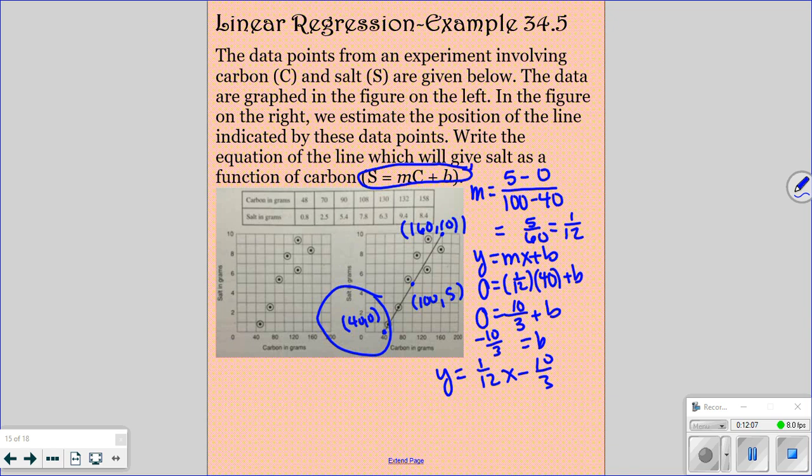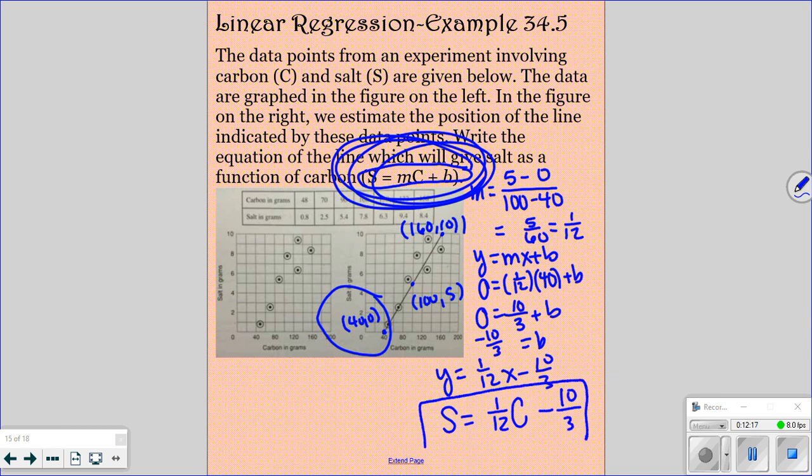But come back up here. We have to put it in this form. S equals 1/12 c minus 10 thirds. So that would be your answer. Okay? So that's how you do linear regression. It's basically just line of best fit, which y'all may have done in biology before.